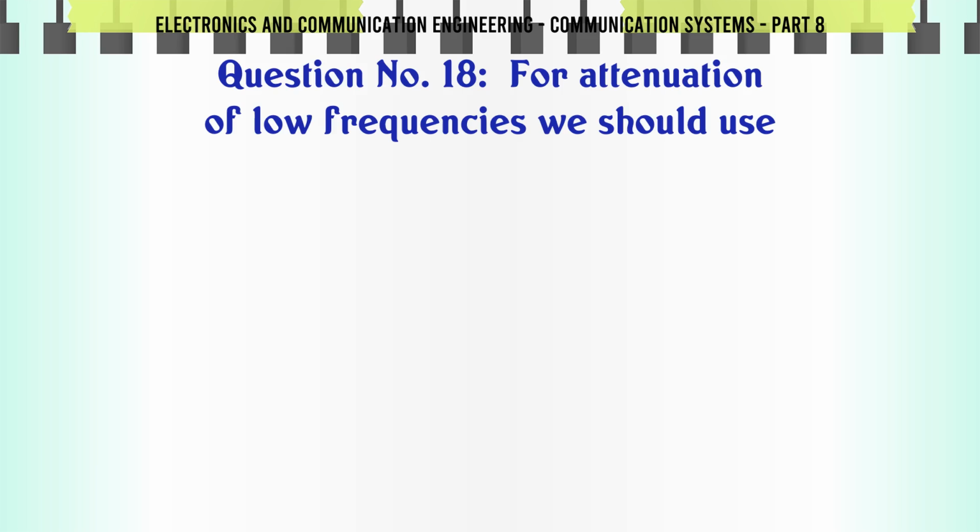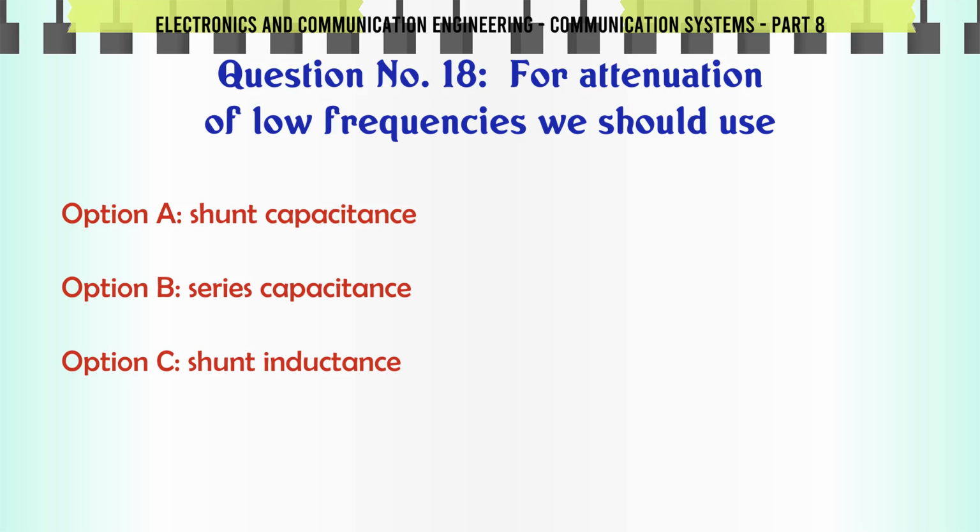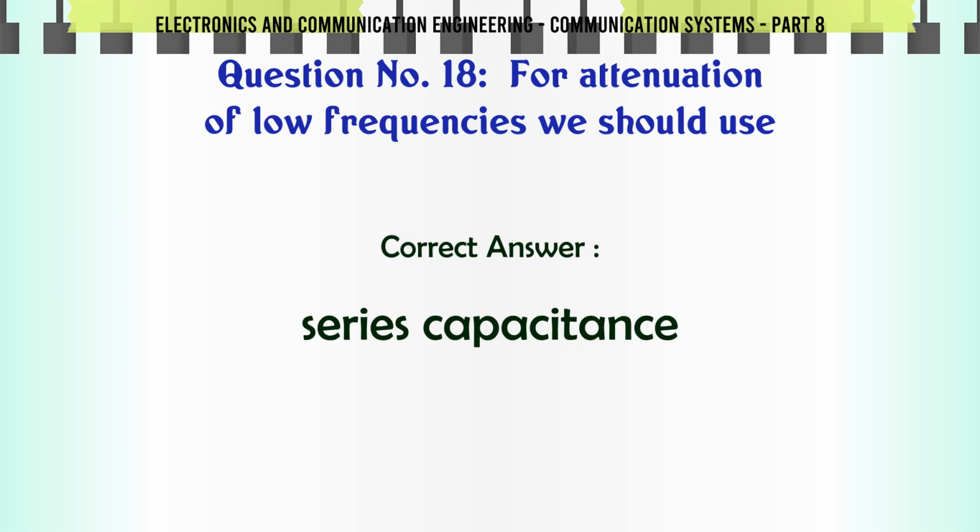For attenuation of low frequencies we should use A. shunt capacitance, B. series capacitance, C. shunt inductance, D. series inductance. The correct answer is series capacitance.